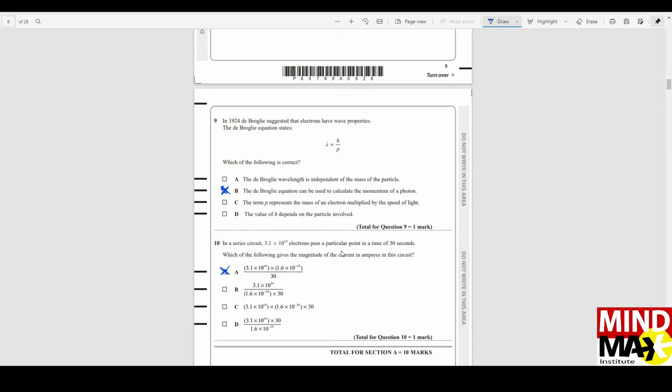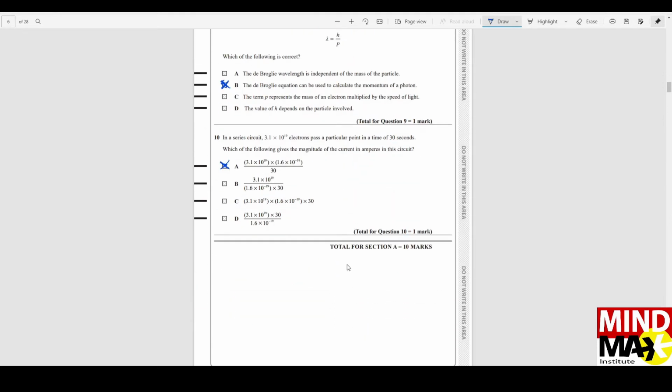The term p represents the mass of an electron multiplied by the speed of light. Not necessarily, it can be any particle. It's not necessarily an electron only, right? And also they're telling us that de Broglie suggested that electrons have wave properties. Fine, it's not necessary that the electron has to have the speed of light. The value of h depends on the particle involved. No, h is a constant. It's Planck's constant. It doesn't depend on anything. It's independent of everything. So the only correct answer is number B.